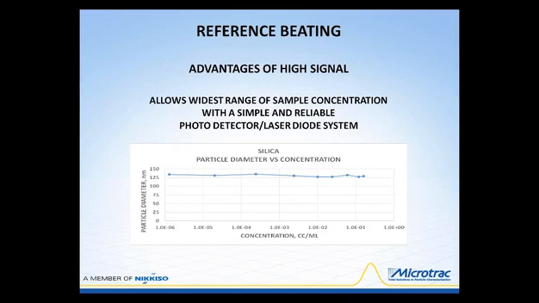The biggest advantage that we've found is that with a simple and reliable photodiode, photodetector, and laser diode system, you can cover a very wide range of sample concentration. Shown here is a common 100 nanometer, 125 nanometer silica particle running from a few percent concentration down to part per million concentration, where the measured size is very, very repeatable and constant, independent of the concentration.